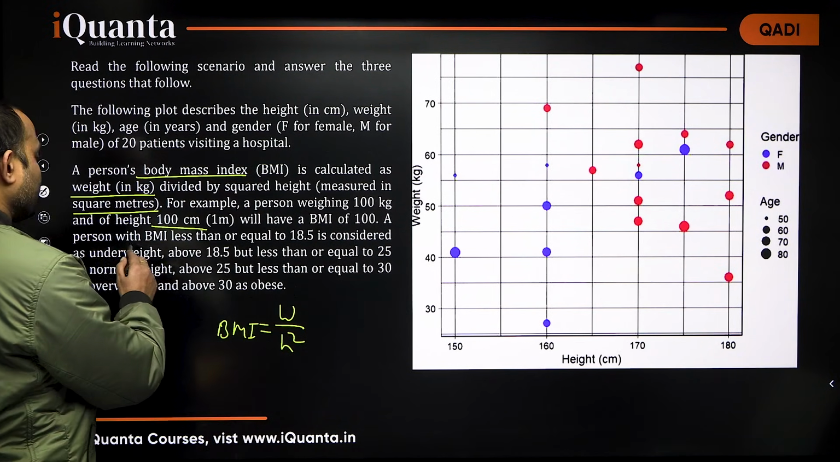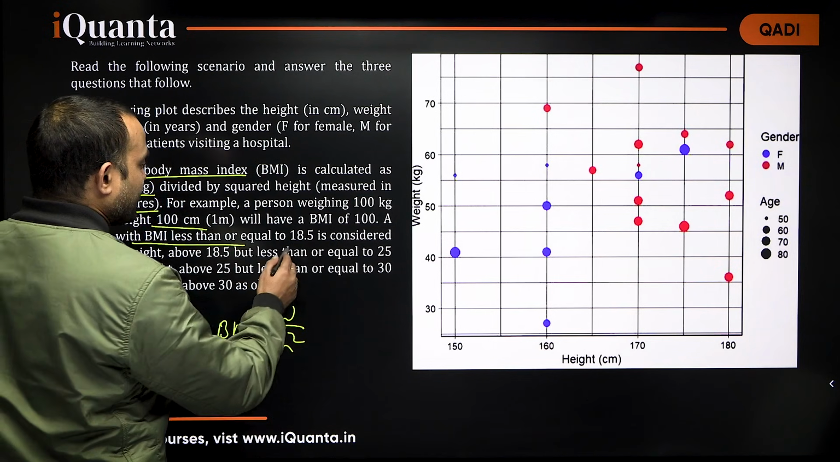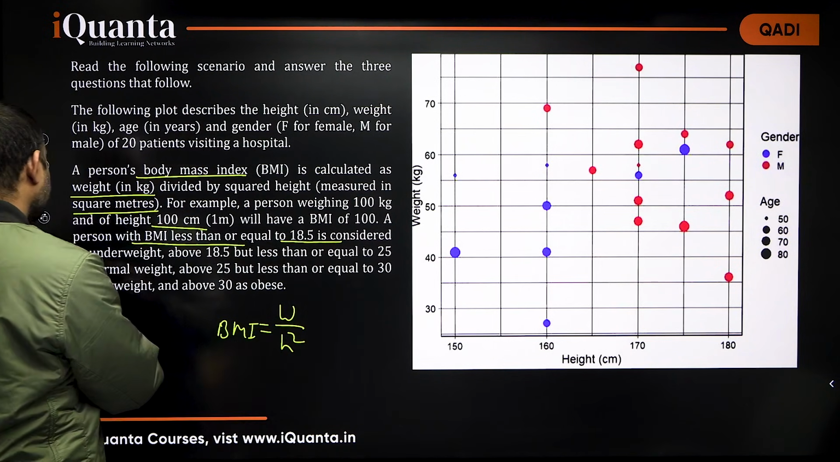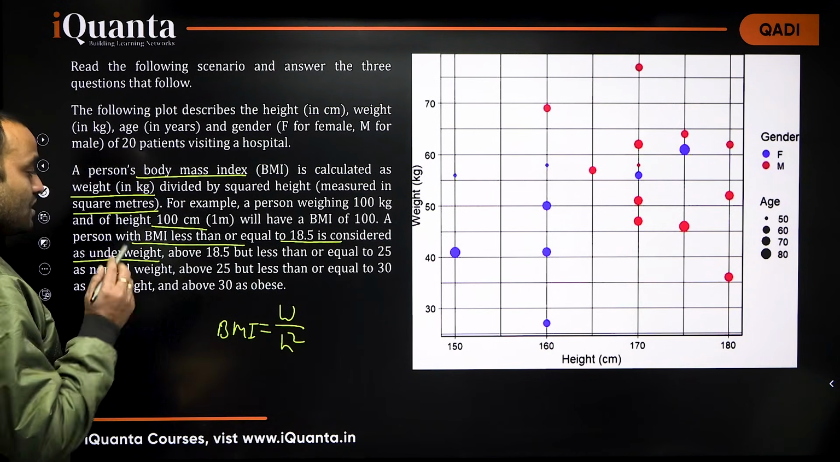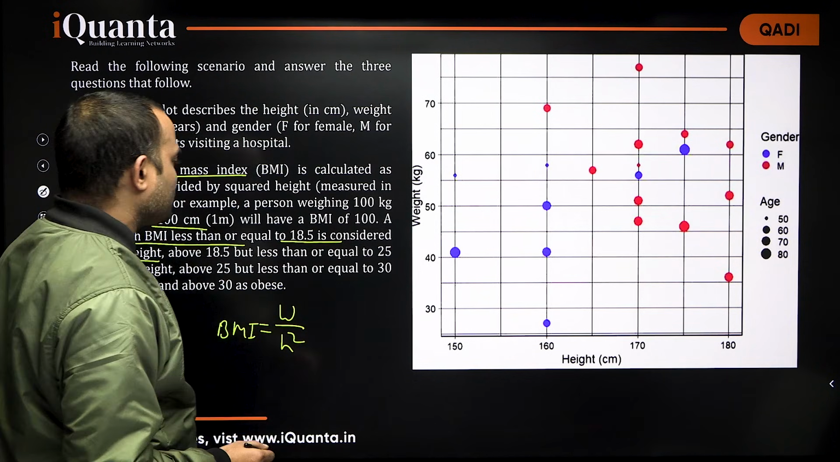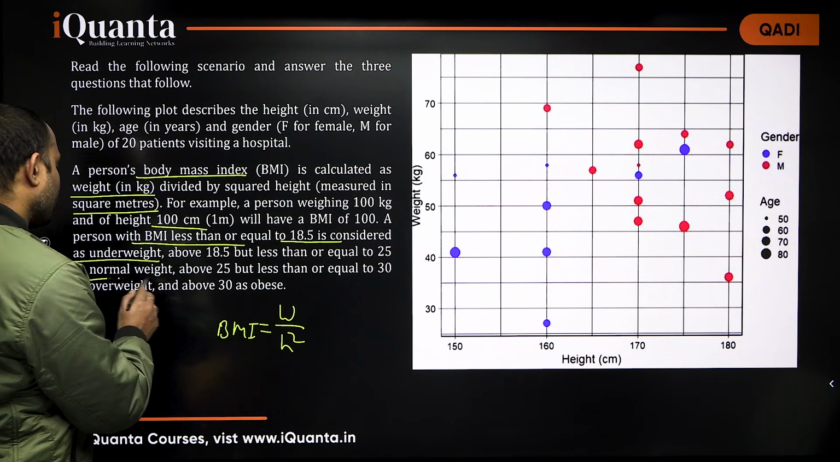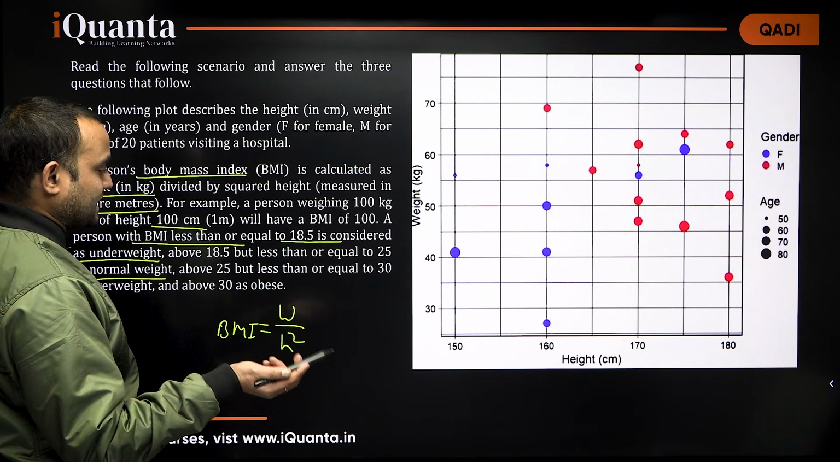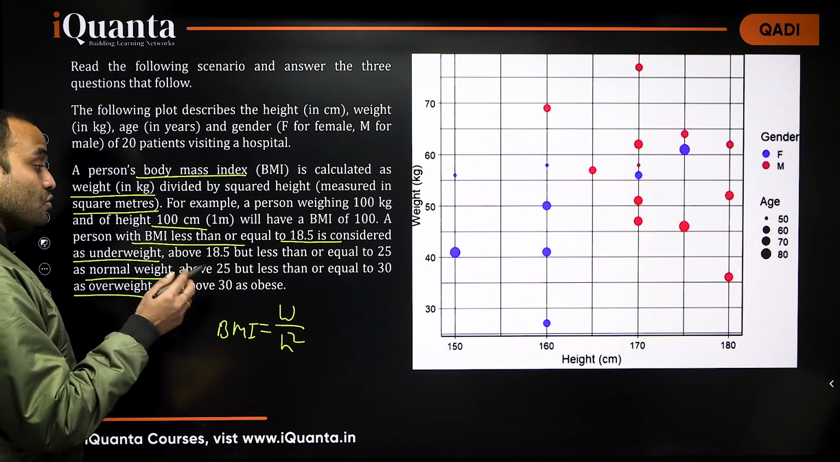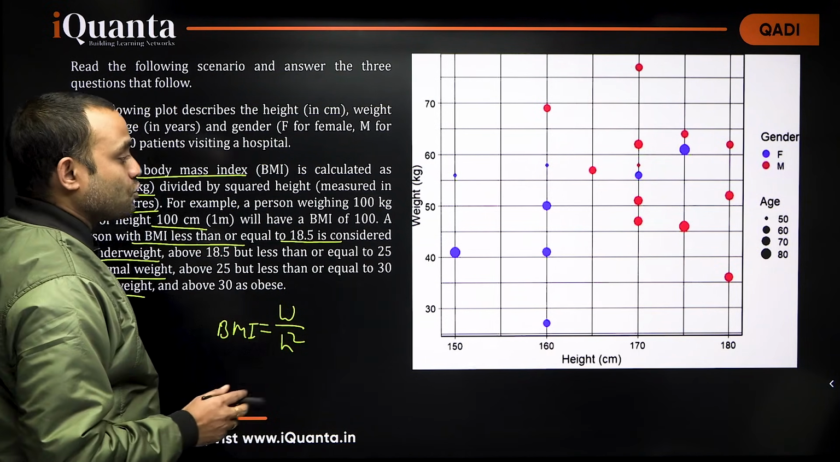A person with BMI less than or equal to 18.5 is considered as underweight. Above 18.5 but less than or equal to 25, normal weight. Above 25 but less than or equal to 30 as overweight, and above 30 as obese.